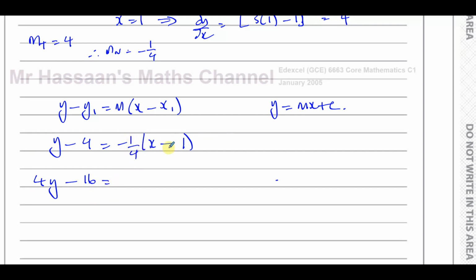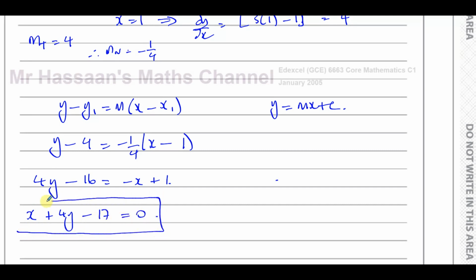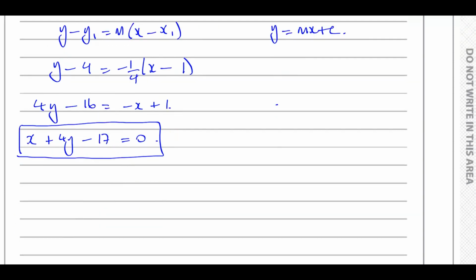When I multiply this side by 4, that's -x + 1. Bringing everything to one side, I'll have x + 4y - 16 - 1, so x + 4y - 17 = 0. So that's how I would personally express my answer, and I'd be done. But some people might want to go from here and express it in the form y = mx + c, which would be no problem.